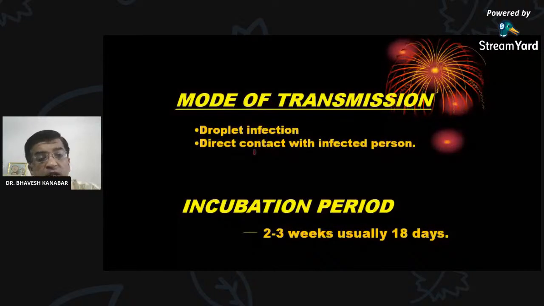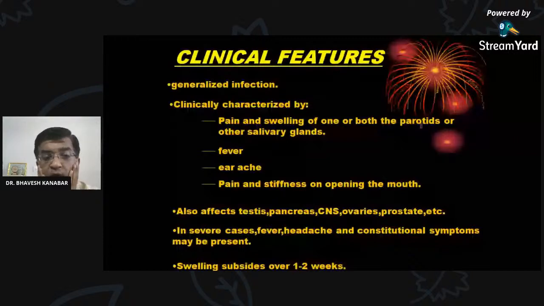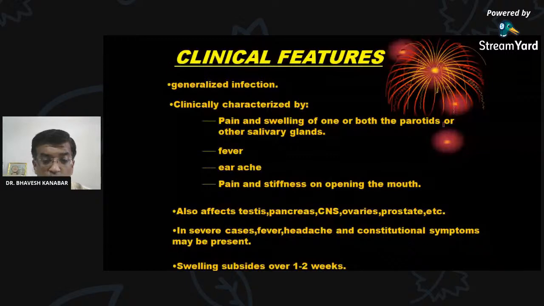Clinical feature, generalized infection. Clinically, it is characterized by pain and swelling of one or both parotid glands, or other salivary glands, mainly the parotid gland. So there is parotitis. This mumps will lead to parotitis, right? So the parotid gland will be swollen, and in Gujarati there is another name for this mumps. You remember, gal pachodiyu. Gal pachodiyu is mumps, right?